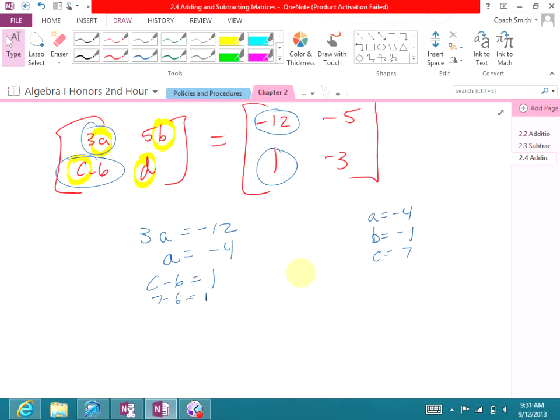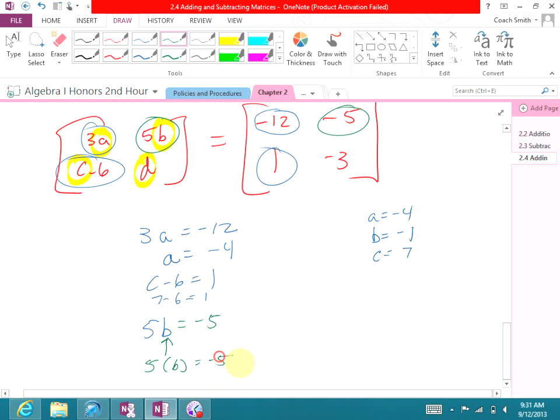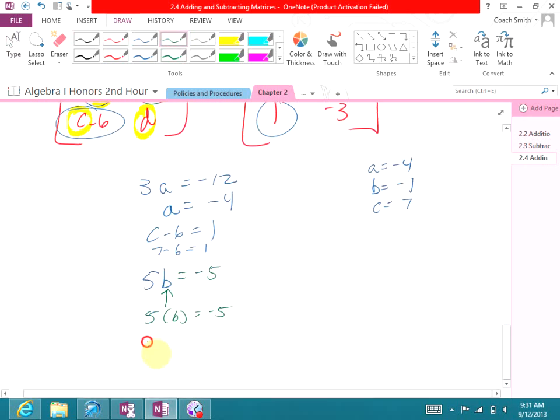On B? Okay. B said that if I take 5 times B, these two, let me change colors here, that and that, are the same. So 5B is equal to negative 5. So what does B have to be? If 5 times B would equal negative 5, the only thing B could be would be negative 1, because 5 times negative 1 would equal negative 5. And so that's why B is negative 1.